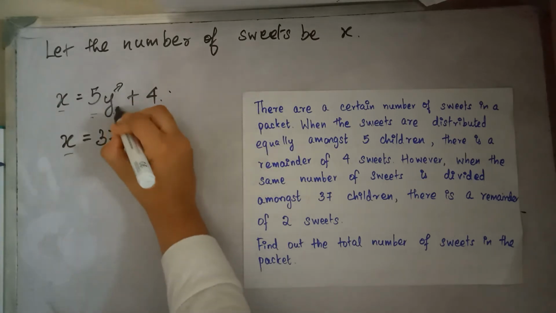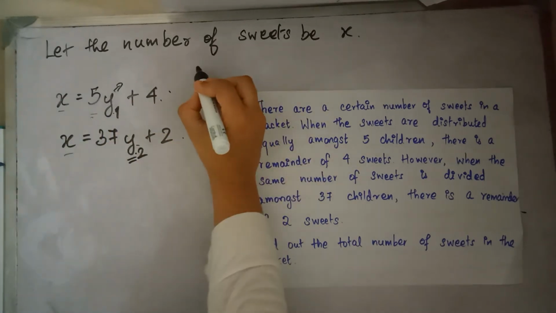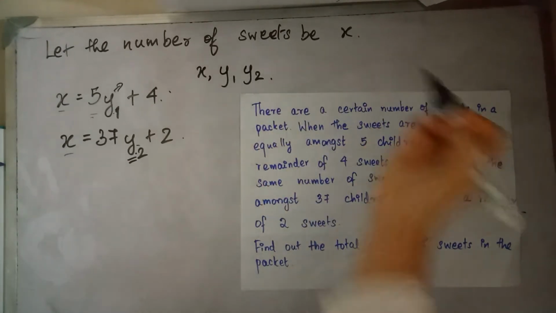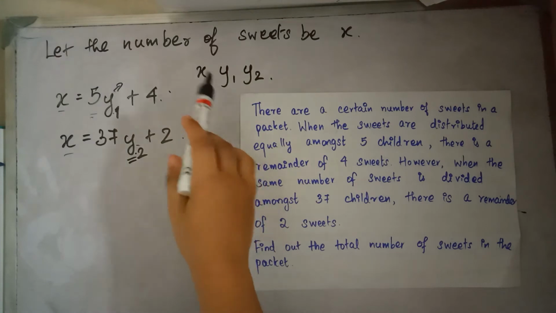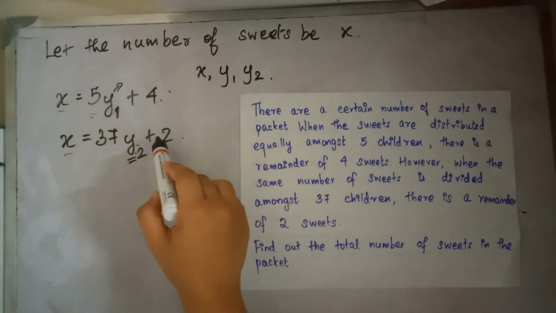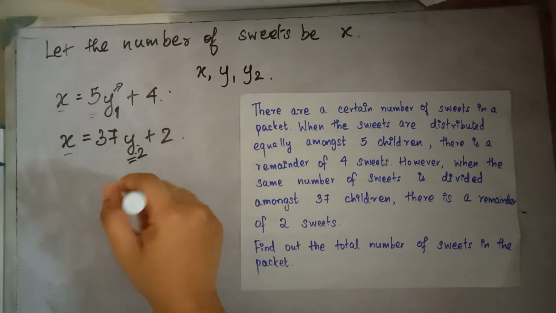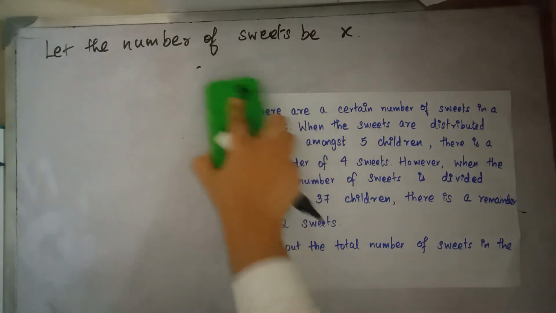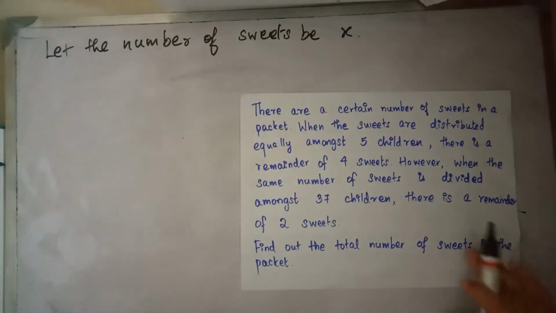So we can have this as y1 and y2. So we have 3 variables totally. We have x, y1 and y2. Since we have 3 unknown variables and only 2 equations, we cannot solve both of these equations to find out the unknown variables. So we can't do it this way. Let's look at the question closely.